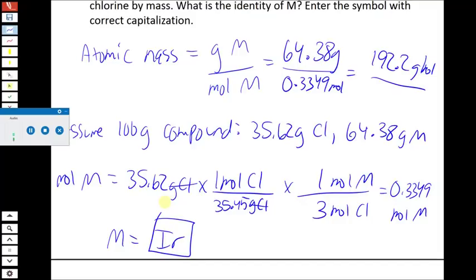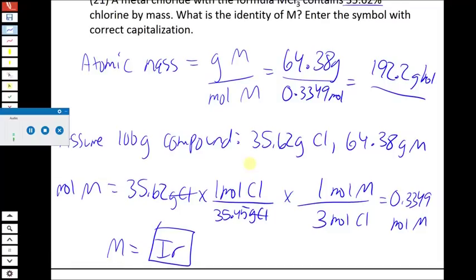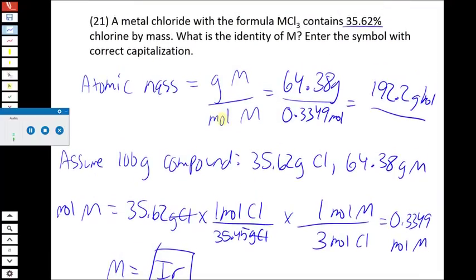Yes? Multiply the molar mass of Cl by 3. But you just did that? Mathematically, it's the same. I'm trying to think if conceptually it would make sense to do that.